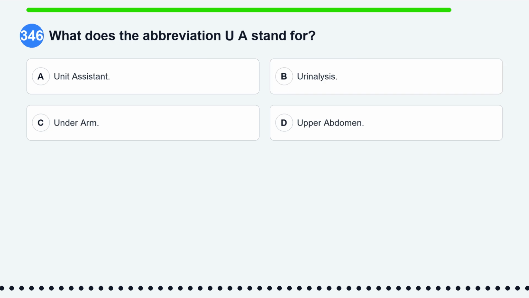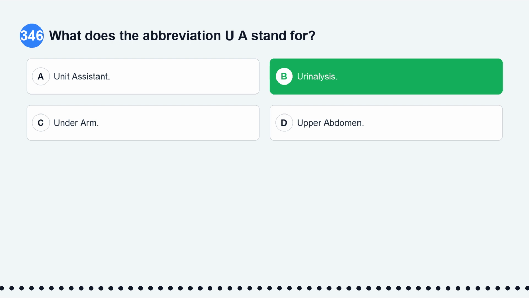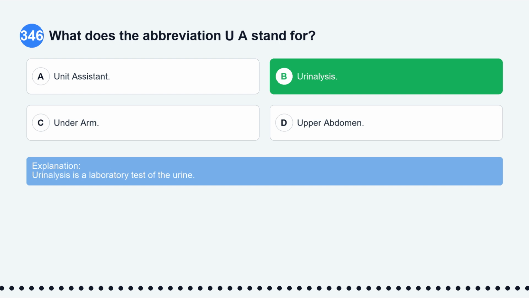Question 346. What does the abbreviation UA stand for? Option A, unit assistant. Option B, urinalysis. Option C, underarm. Option D, upper abdomen. The correct answer is option B, urinalysis. Urinalysis is a laboratory test of the urine.